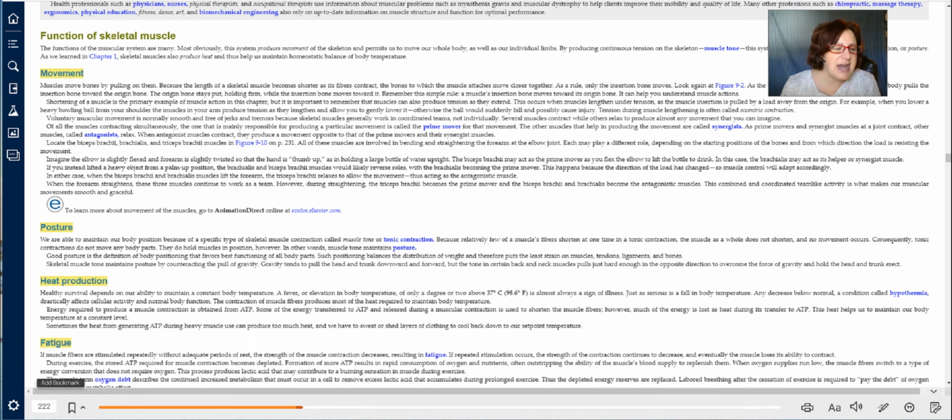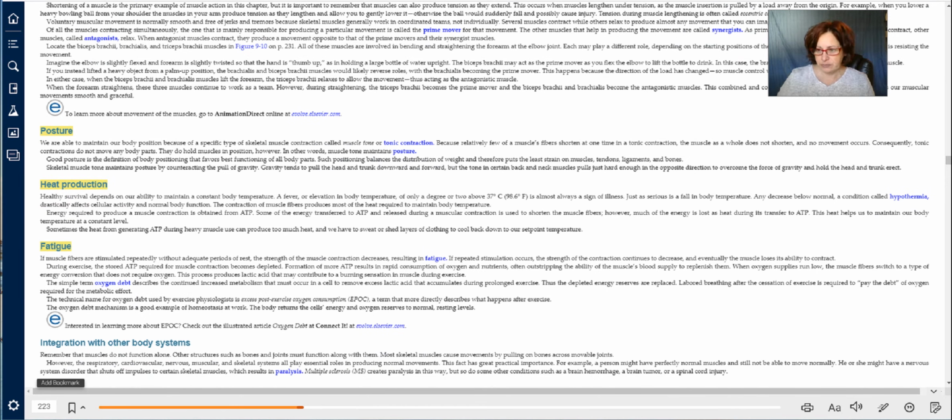Okay. The next function is posture. You might think you're not using your muscles too much, but just sitting in a chair takes some muscle tone so that you don't fall over. Okay, so you have enough contraction going on in those spinal muscles so that you don't tip over.